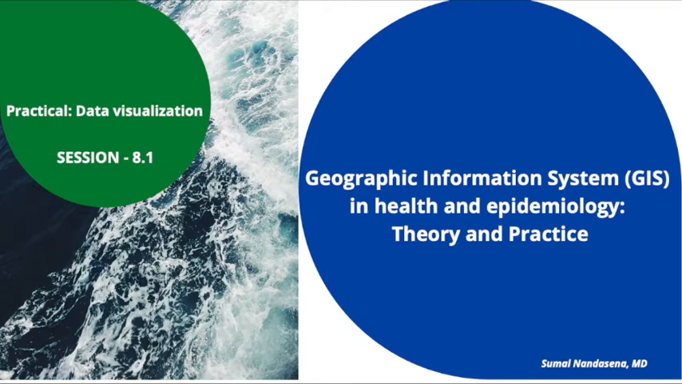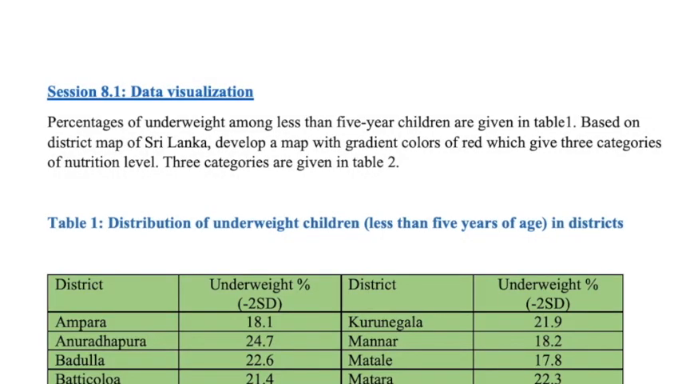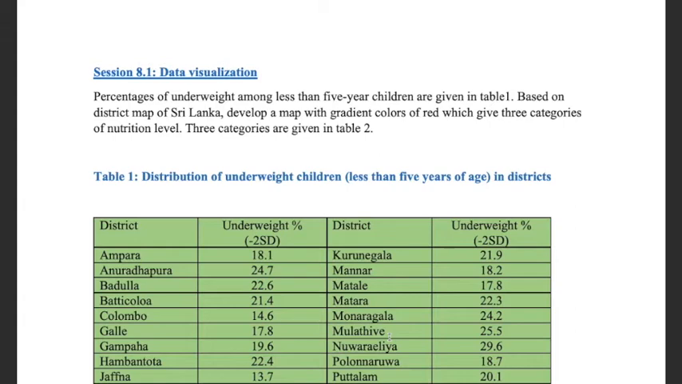One important application of QGIS is the possibility of data visualization. Here we will do a practical example. In this practical, it says that the data has been provided from the Demographic and Health Survey of 2016, relevant to the undernutrition percentages of each district of Sri Lanka. Now we use that data and feed it into a district map of Sri Lanka and visualize it.